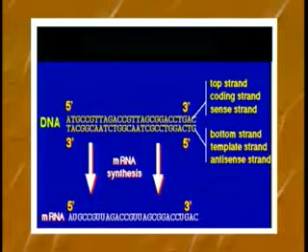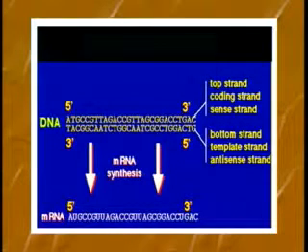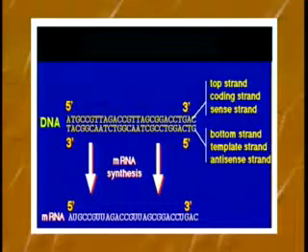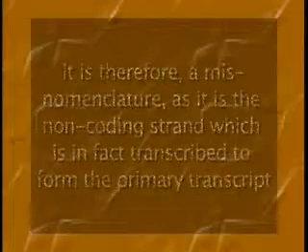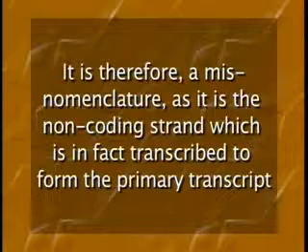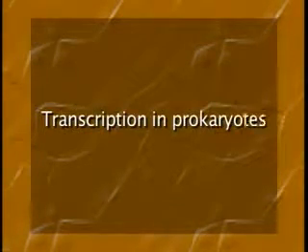The DNA strand which has a sequence homology with the RNA is known as the coding strand. The second strand, which is complementary to RNA and serves as the template for RNA synthesis, is known as the non-coding strand. It is therefore a misnomenclature, as it is the non-coding strand which is in fact transcribed to form the primary transcript. Here we will discuss transcription in both prokaryotes as well as in eukaryotes. First of all, transcription in prokaryotes.